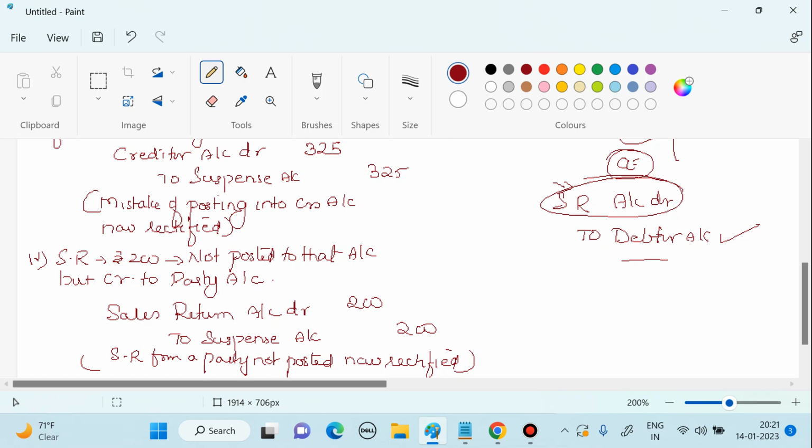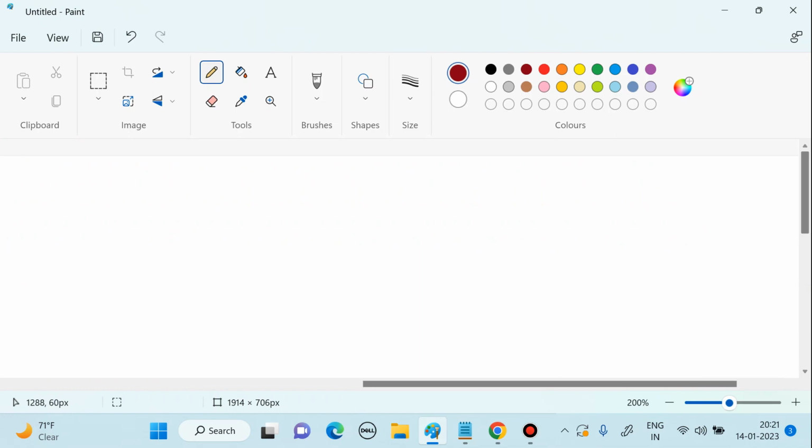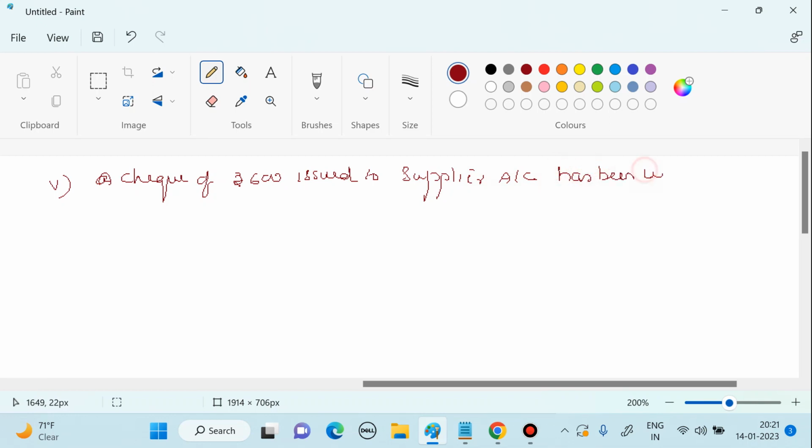Next one. Are you all done with this? Yes. To the fifth one. A check of rupees 600 was issued to supplier. So when you issue a check to supplier, supplier account debit to bank would be the entry. Shown under sundry creditors towards his dues has been wrongly debited. What they've done? They have wrongly debited to purchases account.